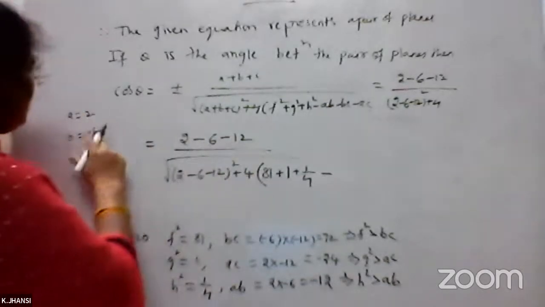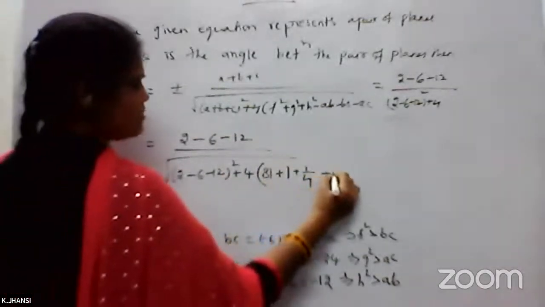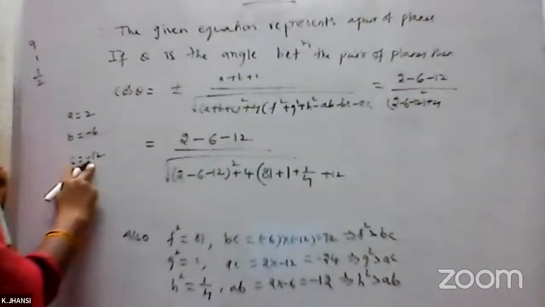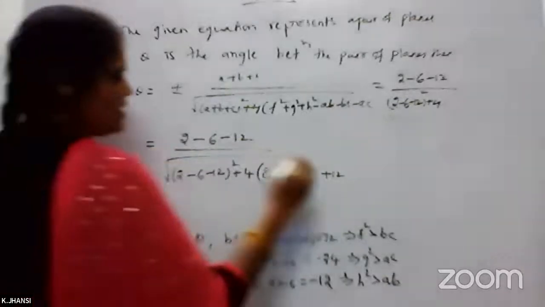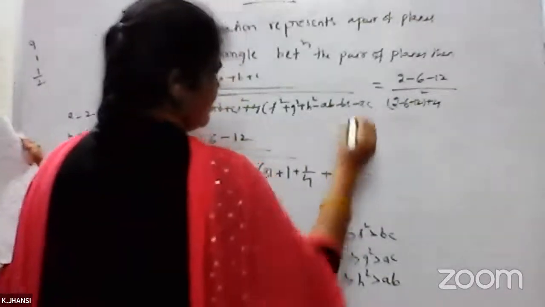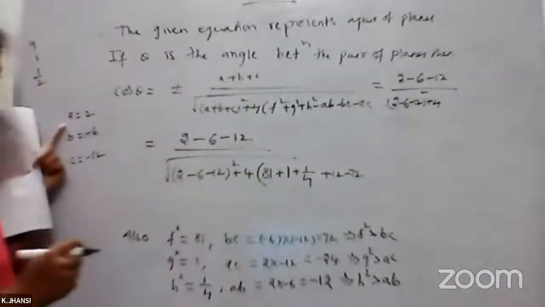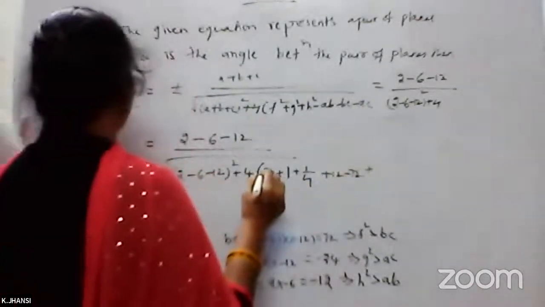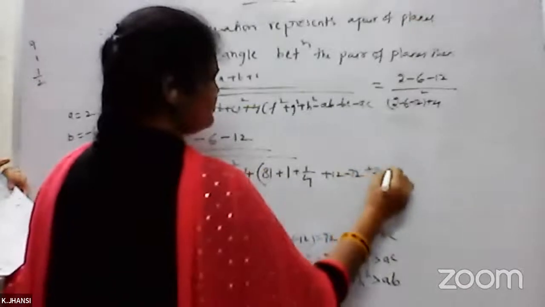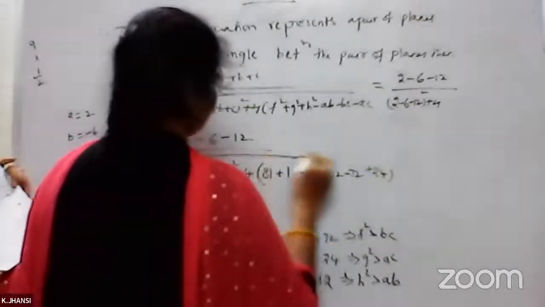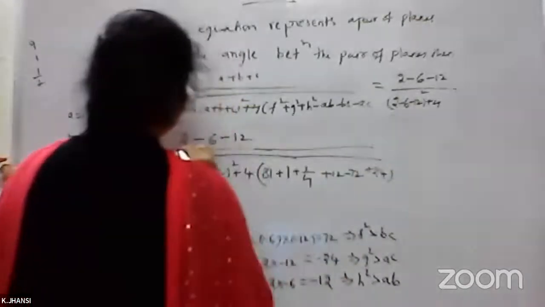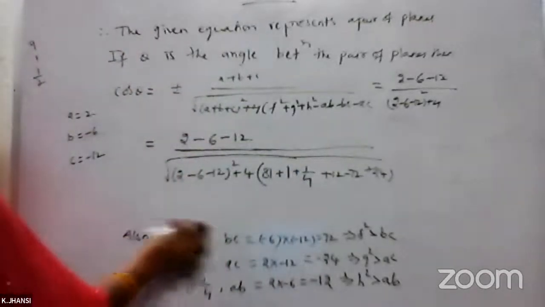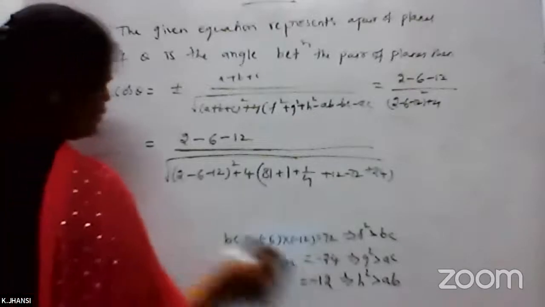So A into B means minus 12, minus of minus means plus 12. Next minus BC, these two will become plus, and after that minus 72. Next minus AC, A and C, minus of minus is plus, that is 12 to the 24. Okay, so when you simplify this one in the numerator, you will get the negative value.